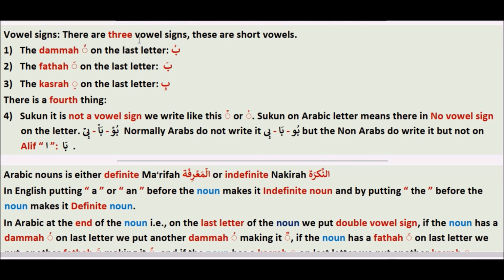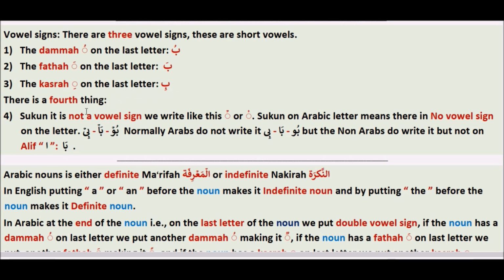Vowel signs. There are 3 vowel signs. They are called short vowels. The Dhamma on the last letter, like Bu. The Fatha on the last letter, like this, and the Kasra on the last letter, Bi. I hope you people understand at least this much.